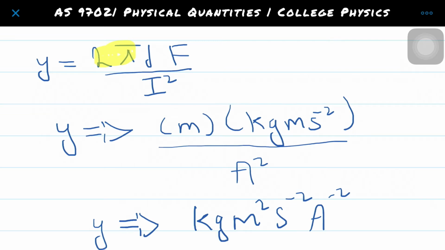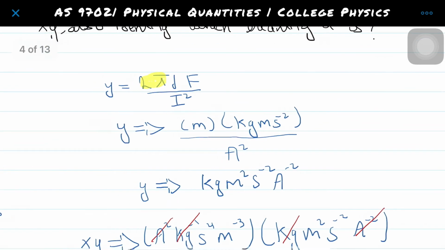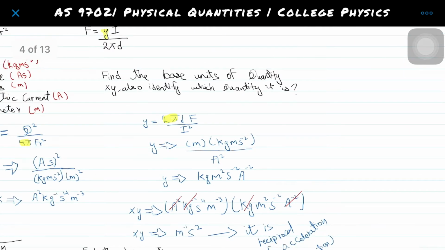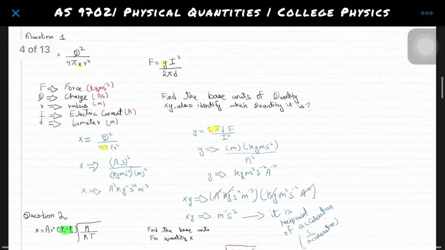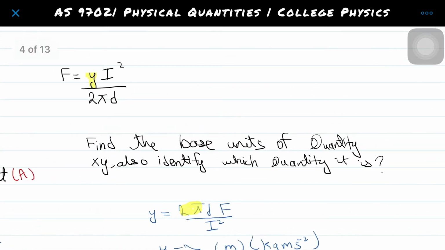And instead of I square, I is current, right? So the units are ampere. So instead of I square, we'll write A square. And so after doing the right math, after crossing out everything, we'll get that y is basically kg m² s^-2 A^-2. So now we have the base units of x and y each.